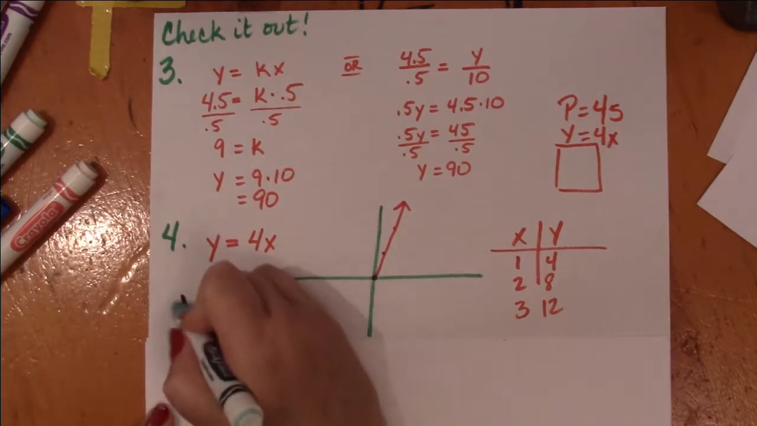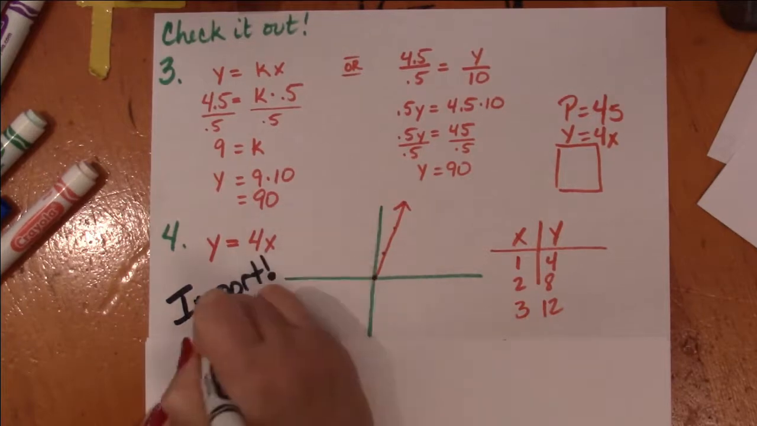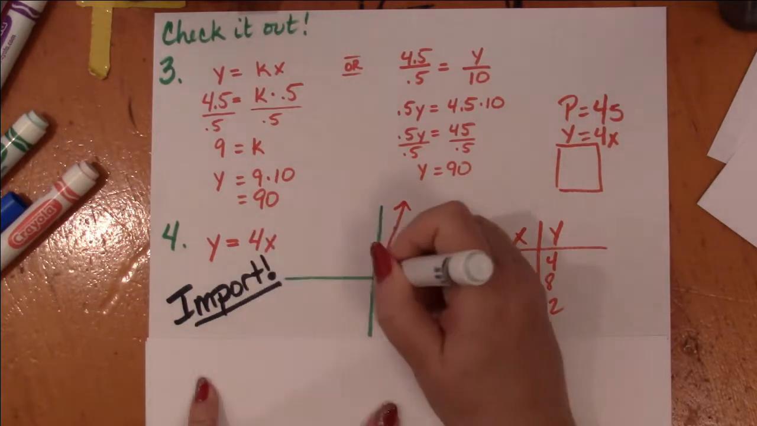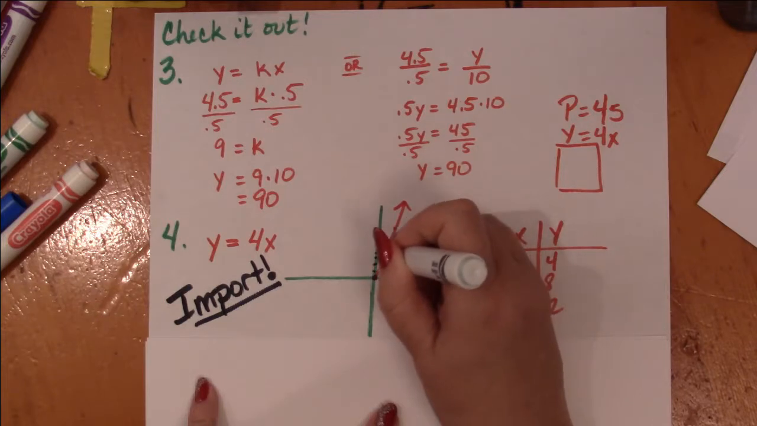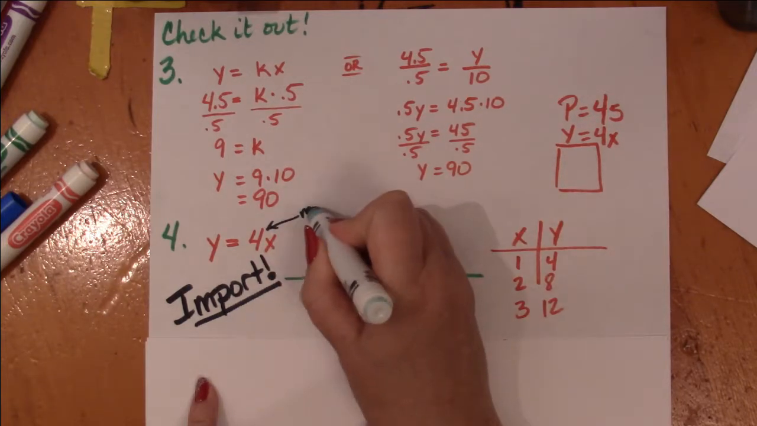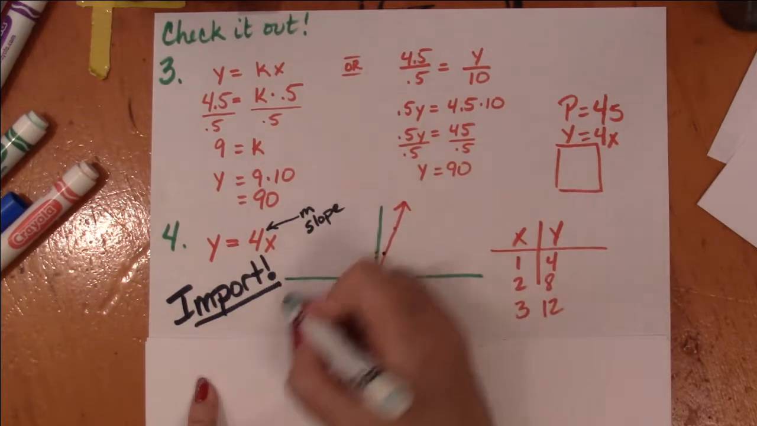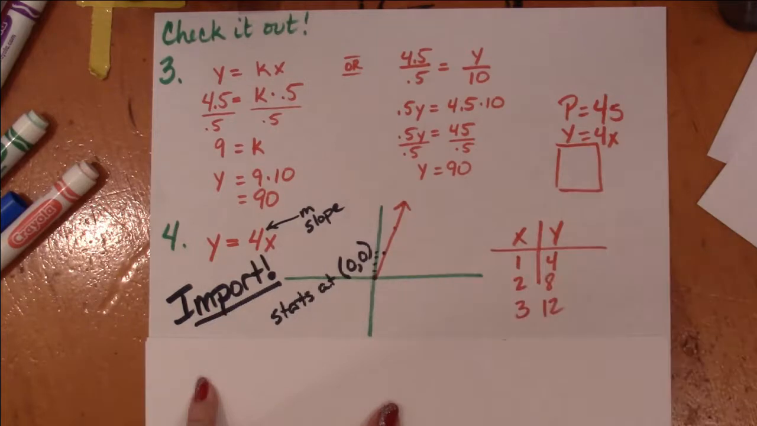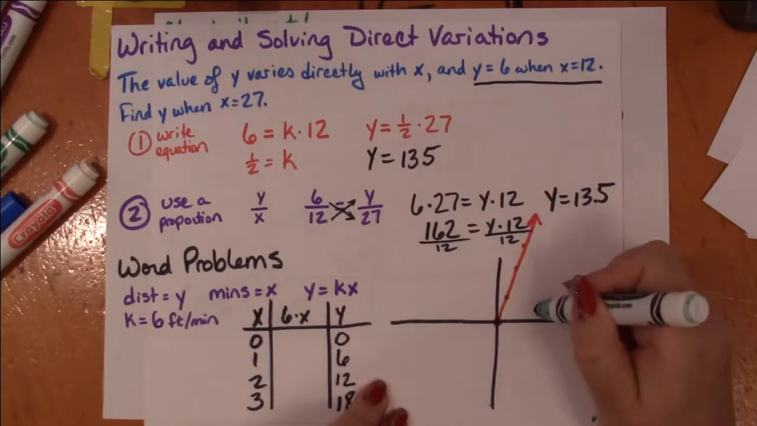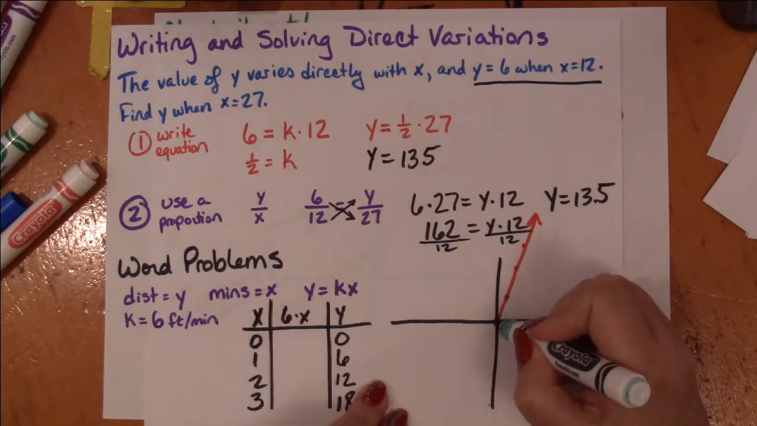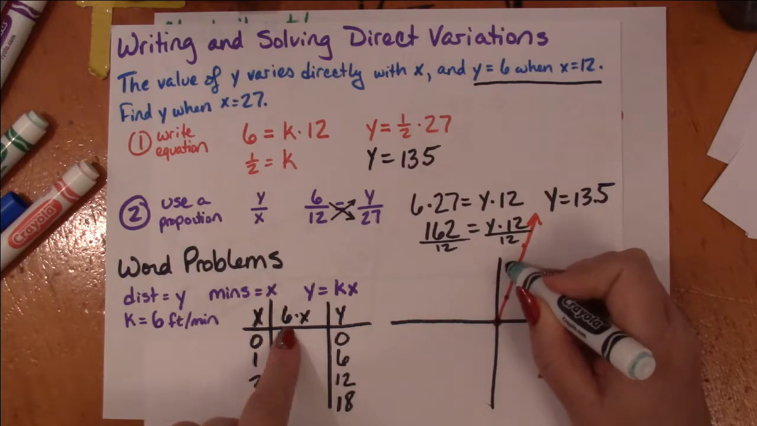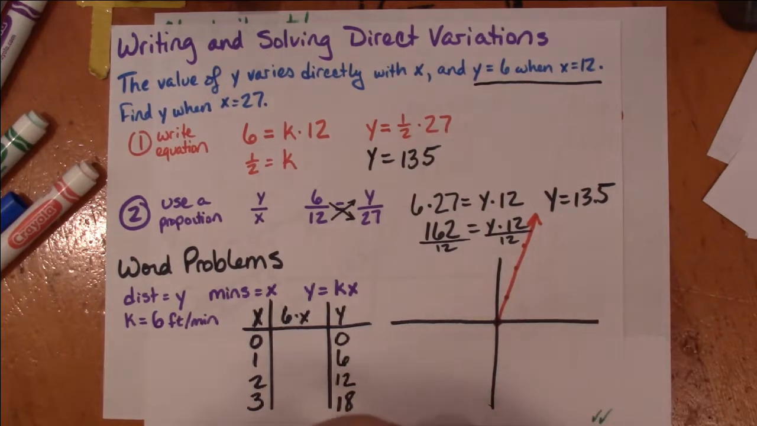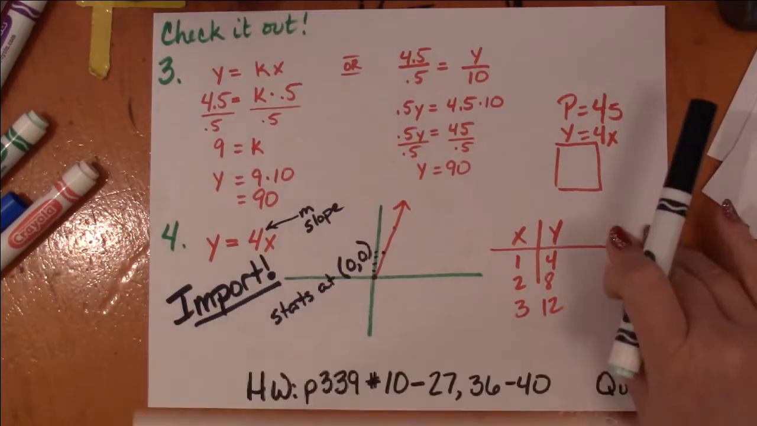Okay? Here's something I'd really like you to see. This is important. When you are graphing y equals kx, we're going to go up 4 and over 1. 4 is our slope. And it starts at 0, 0. Every time we graph a direct variation, we start at 0, 0, and we go up 6 and over 1, up 6 and over 1. Our slope is 6, and we start at 0, 0. Please make sure you understand that, because that's going to be really helpful as you're working these problems.